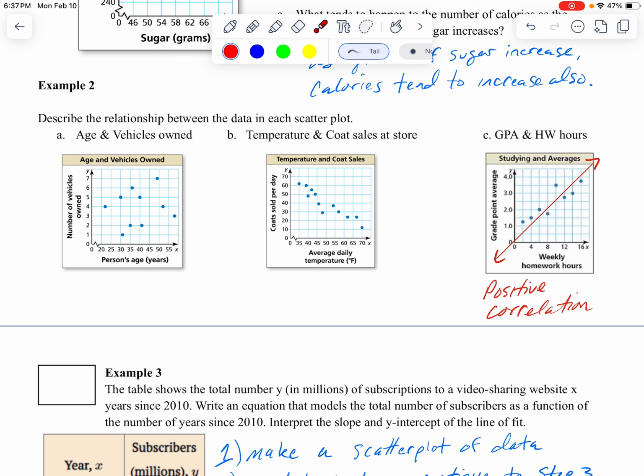If we look at the next one, daily temperature compared to number of coats sold, the trend of our data is going like this and going down. It makes sense. As the temperature gets warmer, we're probably selling fewer coats. If I were going to draw my line, again, we can try to split the data here. It might look something like this. And going down and to the right, that's a negative slope. We call this a negative correlation.